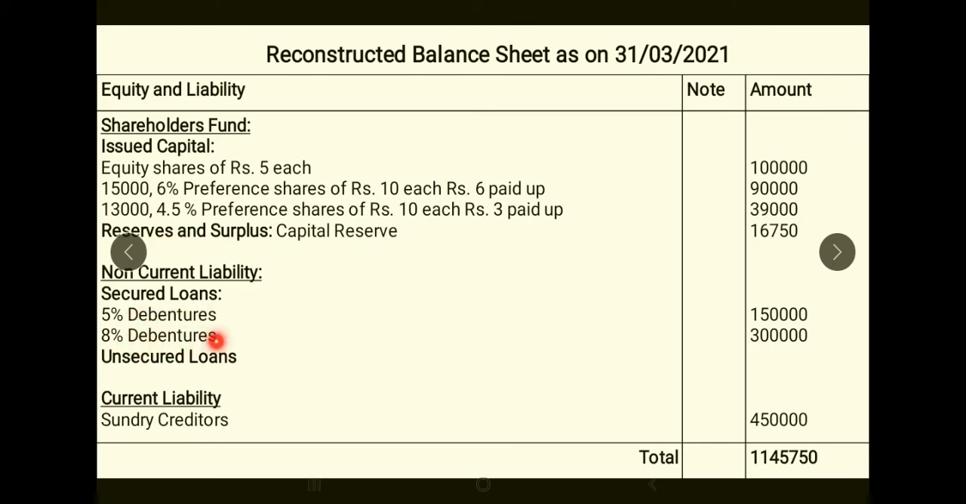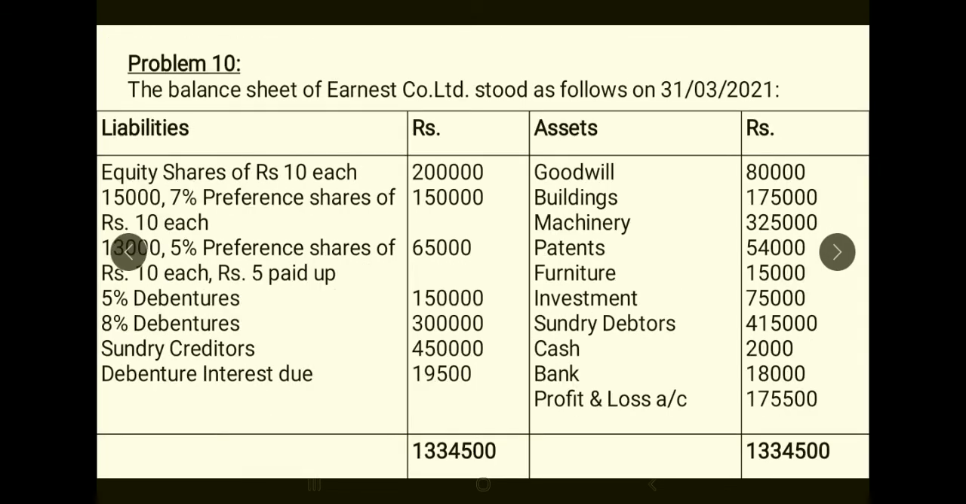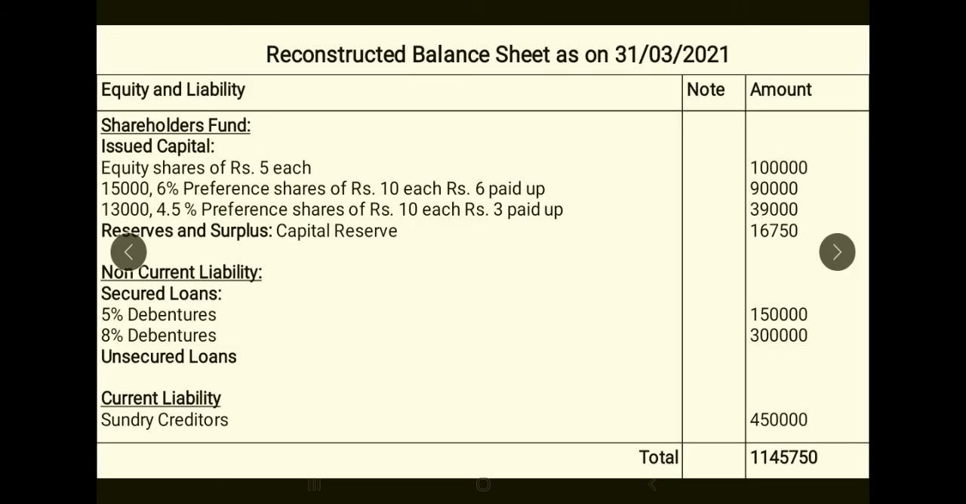Next, in 5% debentures and 8% debentures there was no difference. There were no adjustments relating to 5% debentures and 8% debentures in your balance sheet, and that's why you are copying it to the reconstructed balance sheet as it is. No change. Creditors also, there is no change, and you are copying it to the new balance sheet as it is because there is no adjustment relating to creditors. So you can see 5% debentures, 8% debentures and creditors as it is transferred to the new balance sheet.